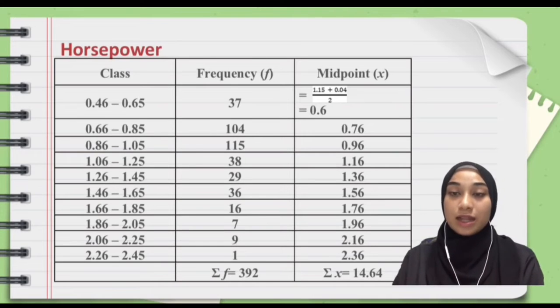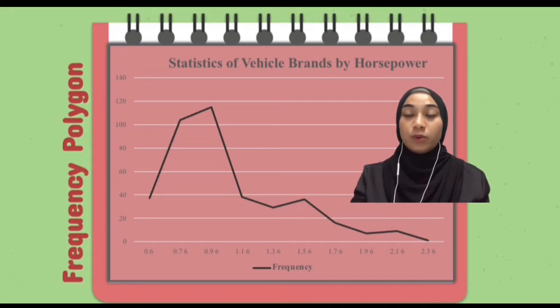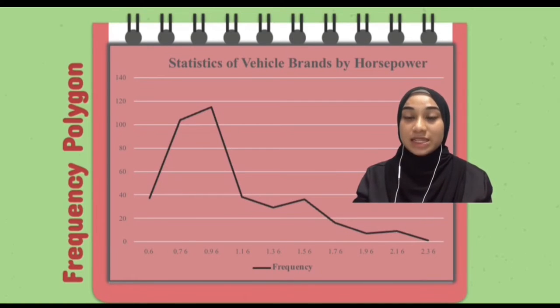Next, this is the class that we use to draw a histogram and frequency polygon for horsepower. The highest frequency in this graph is 150 and the midpoint is 0.69, and the lowest is 1 with a midpoint of 2.36. All the bars are the same width since all the intervals are equal and continuous. Same for the horsepower frequency polygon graph. The highest is 150. The midpoint is 0.96, while the lowest is 1 with a midpoint of 2.36.